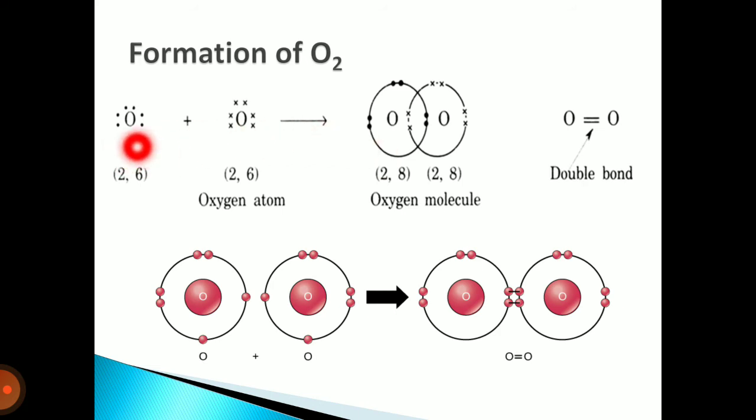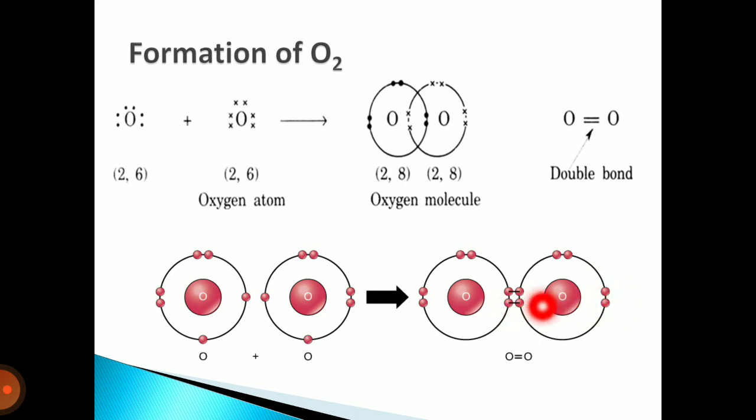Here, oxygen atoms with 6 valence electrons are shown by using electron dot and cross formula. Each oxygen atom contributes its 2 electrons for sharing with the other oxygen atom, which results in the formation of double covalent bond between the two oxygen atoms, so that both of these oxygen atoms complete their octet.